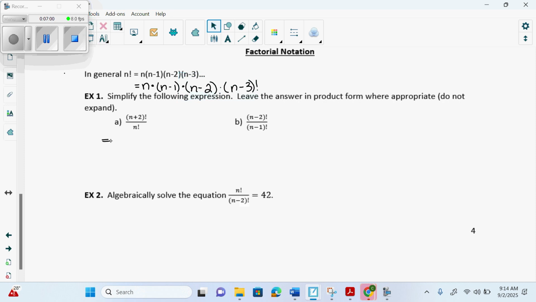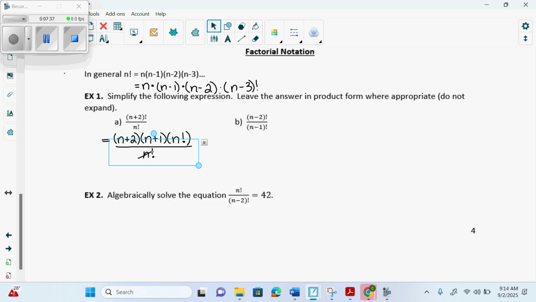So I'm going to expand the numerator, correct? So n plus 2. And now I'm going to expand it till it matches the denominator. What's 1 less than n plus 2? N plus 1. Still not matching the denominator. What's 1 less than n plus 1? N. Now I match the denominator. So I'm going to put a factorial because it's going to keep going on for life. Correct? Do you agree? Then we have the n factorial in the denominator.